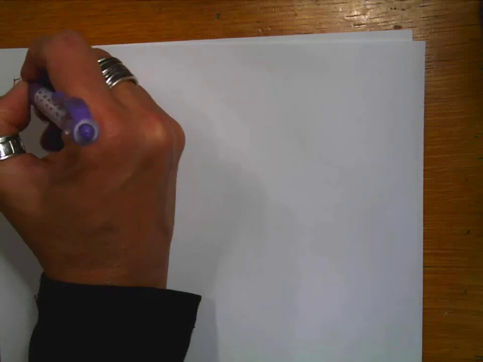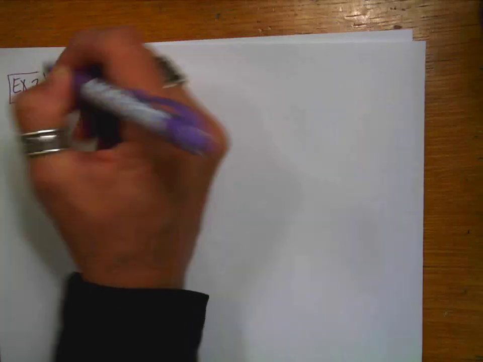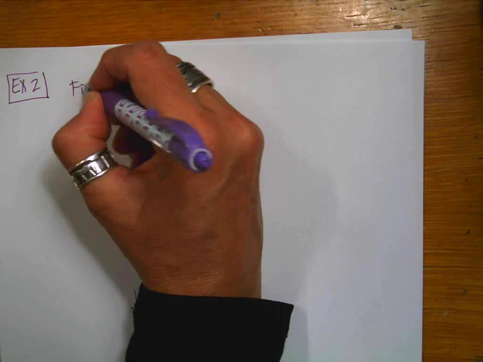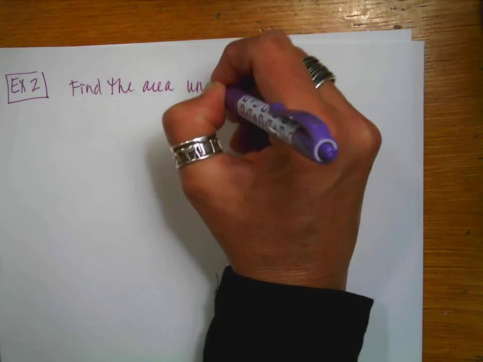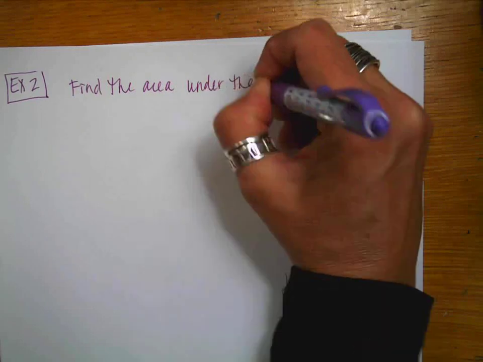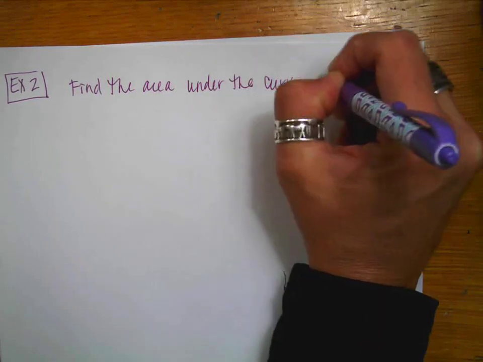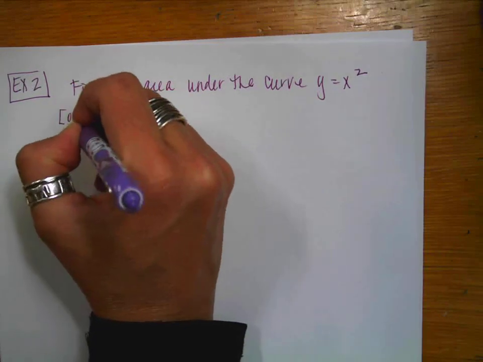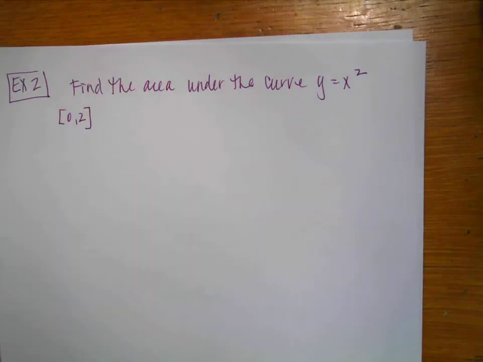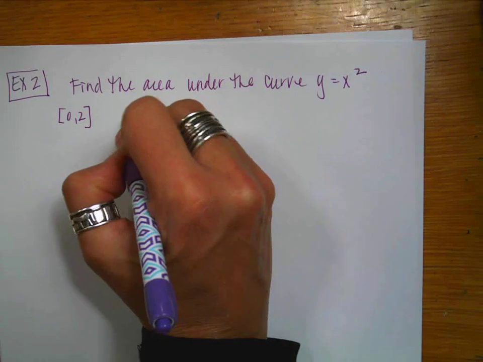Okay? All right. So let's start with another example. I guess this is example 2, so we're not starting. We're continuing. And I want to find the area under the curve for y equals x squared, and I want to do it from 0 to 2, okay?